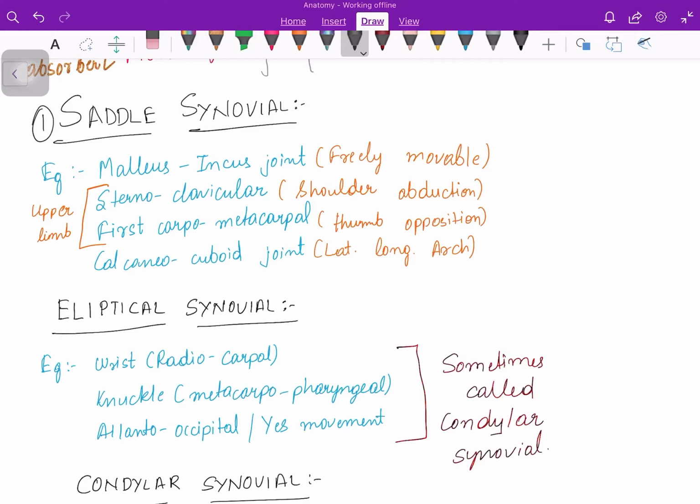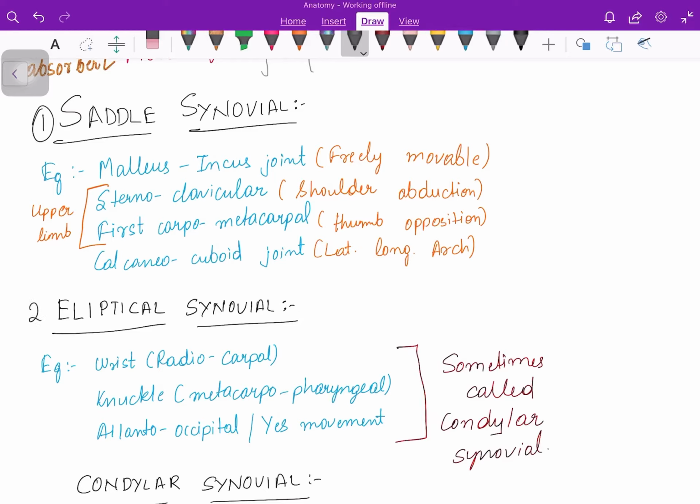And in the upper limb, there are two examples, that is the sternoclavicular joint, which is for shoulder abduction, and the first carpometacarpal joint, which is for thumb opposition. Then in the lower limb, there is the calcaneocuboid joint, that is the lateral longitudinal arch. This was the saddle synovial joint, in which we need to remember all these examples.